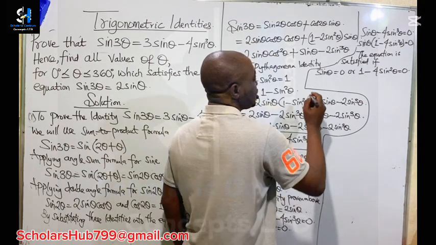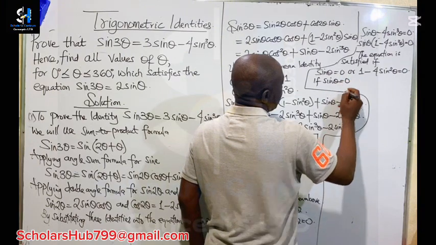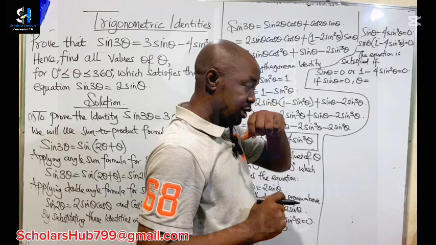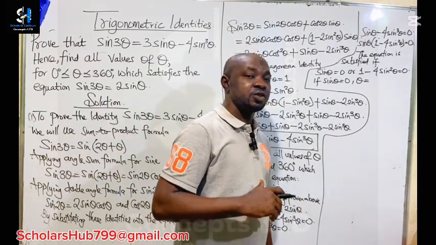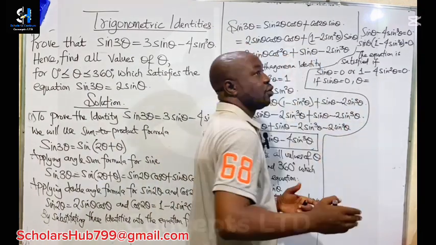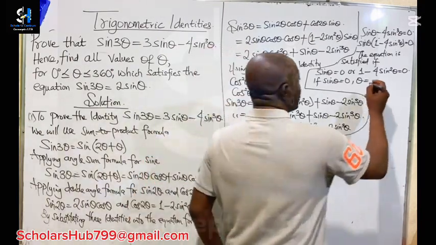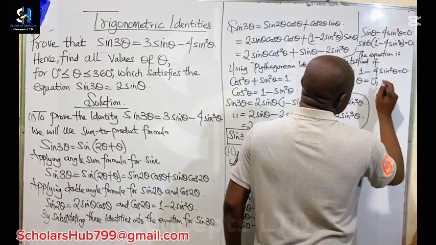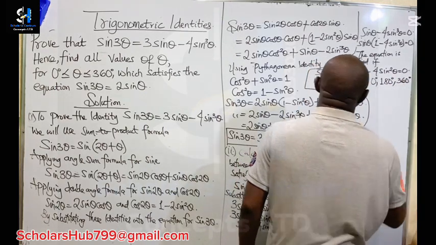So if sine theta equals 0, then theta, because the sine inverse of 0 will be 0, 180 and 360. Sine 180 degrees is 0, and sine 360 degrees is also 0. So the values of theta in this case will be 0 degrees, 180 degrees and 360 degrees.